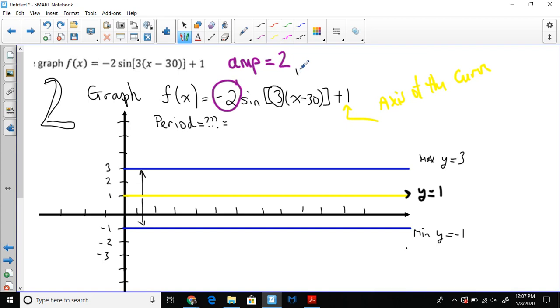If the D value is 3, that's a horizontal compression by 3. But in terms of trigonometry, what do I know? If I go 360 and divide it by 3, that will give me the period. So that is 120 degrees.